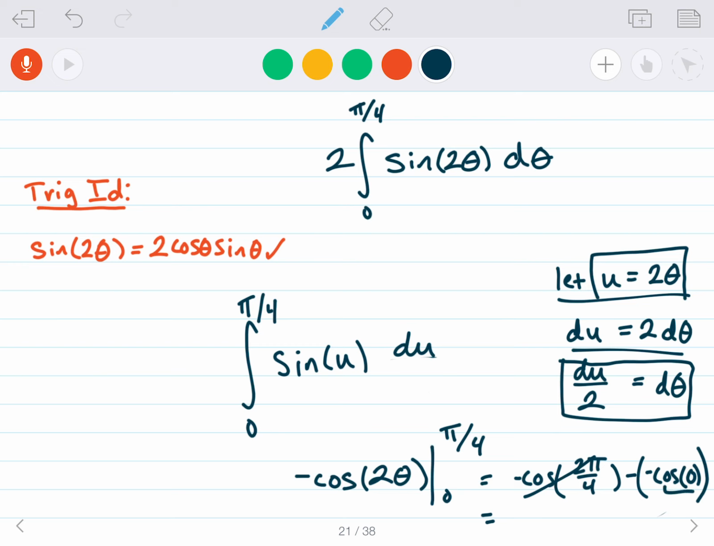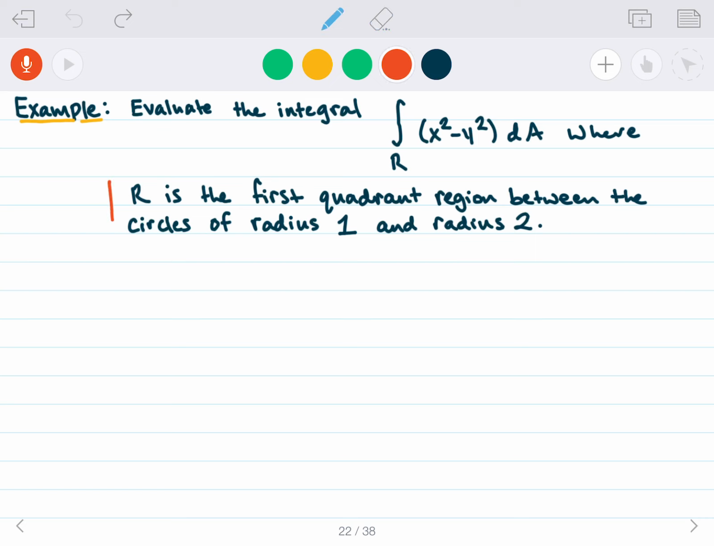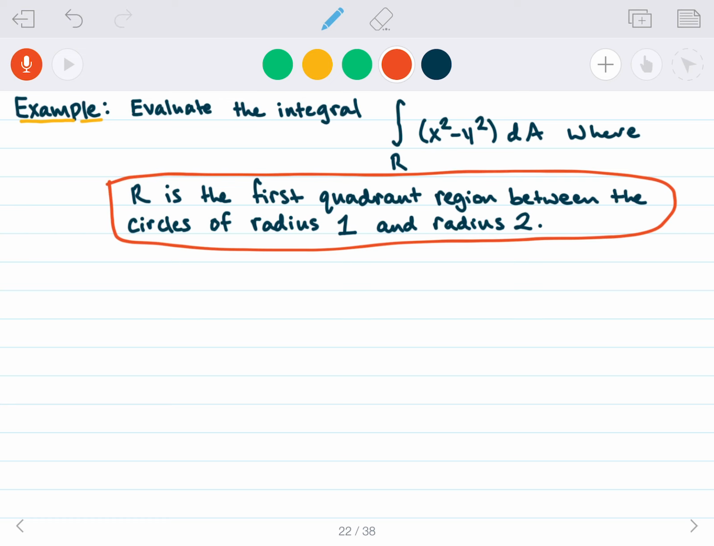Okay, so we want to evaluate this integral over the region given here. It says R is the first quadrant between the circles of radius 1 and radius 2. It's nice that they give us the region right out there. There are no weird inequalities that we have to interpret. So we can just sketch our region. Here's x and y. It's going to be in the first quadrant, between the circles of radius 1 and radius 2. So maybe something that looks like this, a little band. This is our region R.